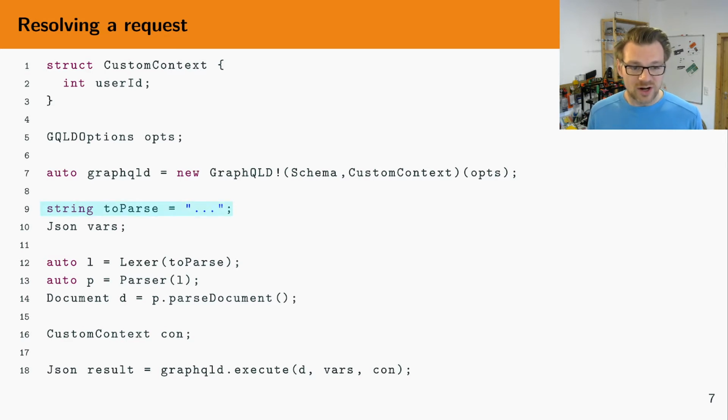Then we need something to parse, and here I abbreviated the query string from earlier with the three dots; get the string from somewhere and put it into the variable to parse. And then additionally there is a JSON object called vars for variables, which should, after you got your request, contain all the variables associated with the query you want to parse. Then you create a lexer and a parser. We basically take the lexer, pass it to the parser, and then you parse the document. This document and a clean new instance of your custom context, you pass to the execute method of the GraphQLD instance we created earlier, in addition to the variables. And then in the end, you get a JSON object called result, and that is what you ship then back to whoever did the request.